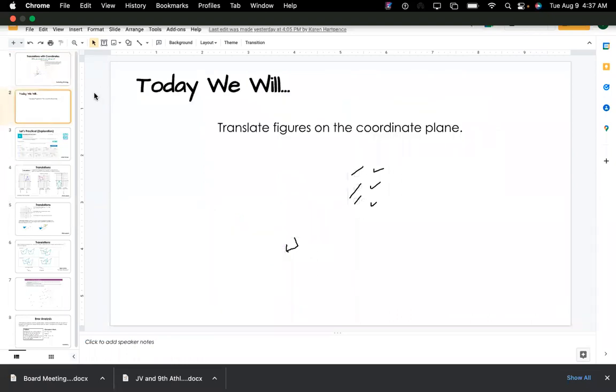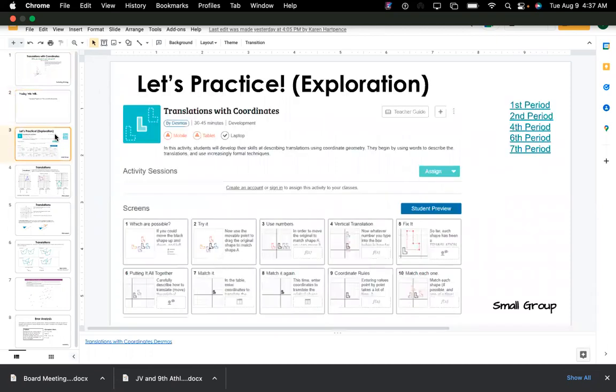So if I were taking notes, I would write this down. This would be the title of my notes: translate figures onto the coordinate plane. Okay. Best practice is to title your notes up in the right-hand corner.